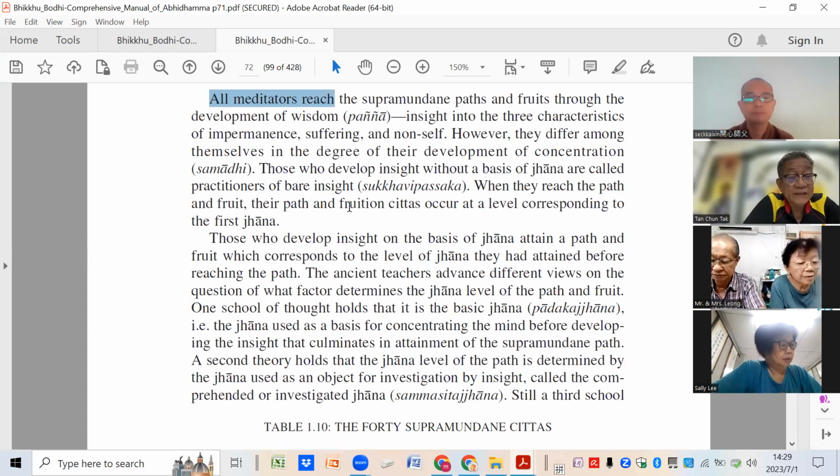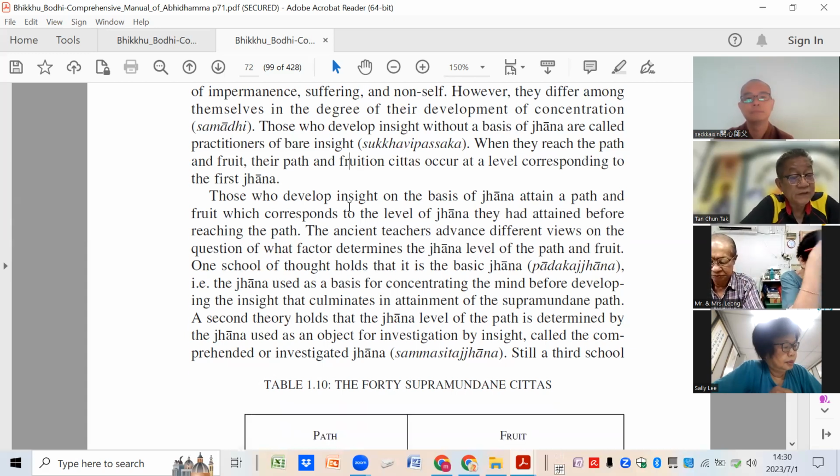Those who develop insight without the basis of jhana are called practitioners of bare insight, sukkha vipassaka. When they reach the path and fruits, their path and fruition cittas occur at a level corresponding to the first jhana. Those who develop insight on the basis of jhana attain a path and fruits which correspond to the level of jhana they had attained before reaching the path.